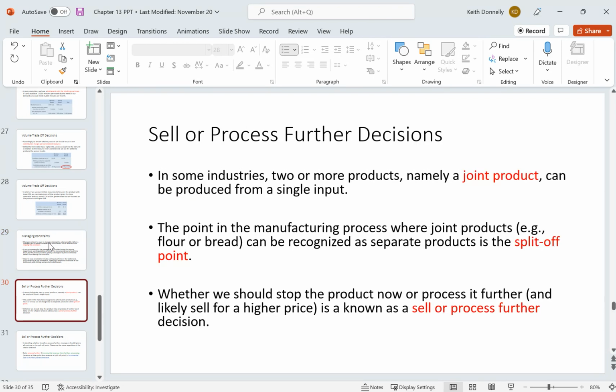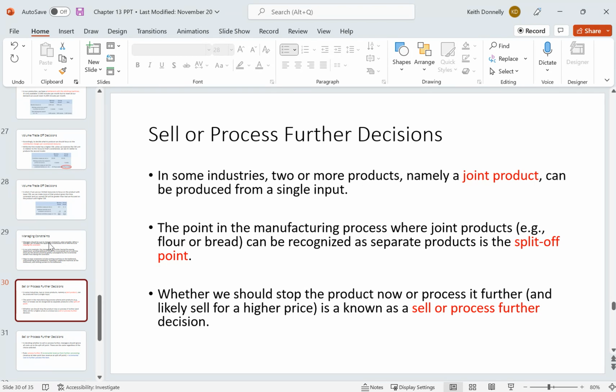All right. The last area or decision we're going to look at is whether we should sell or process further. Now, in some industries, two or more products, namely joint products, can be produced from a single input. The point in the manufacturing process where the joint products, for example flour or bread, can be recognized as separate products is the split off point. So whether we should stop the product now or process it further, maybe sell for a higher price, this is known as a sell or process further decision.